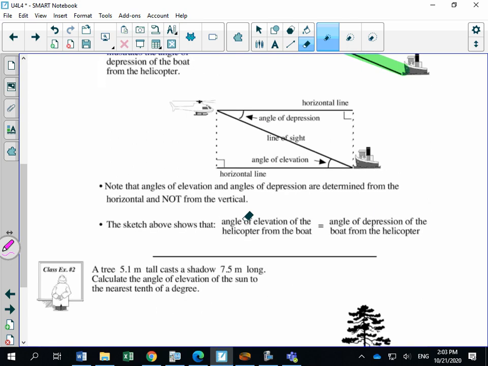So if I said for this question that the angle of elevation from the ship is 30 degrees, you would say, okay, there is the horizontal line. There is my slanted line. This guy would be 30 degrees. Then what is super important is this. The angle of elevation is equal to the angle of depression.